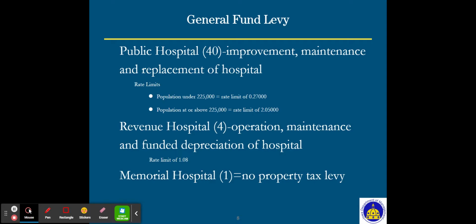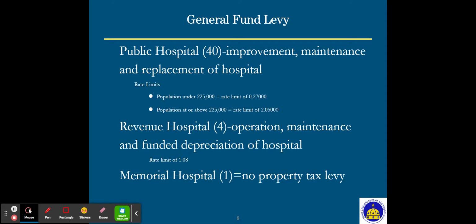With the general fund levy, there are a couple different types of hospitals that are out there. Currently, there are about 40 public hospitals, and their general fund is for improvement, maintenance, and replacement of a hospital. If you're a population under 225,000, your rate limit would be 27 cents per thousand. And then at or above 225,000, the rate limit would be $2.05. So that would be in particular applicable to Broadlawns in Polk County.